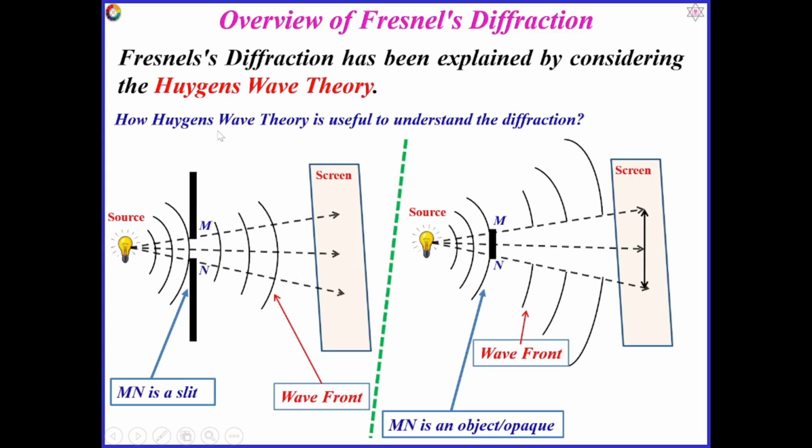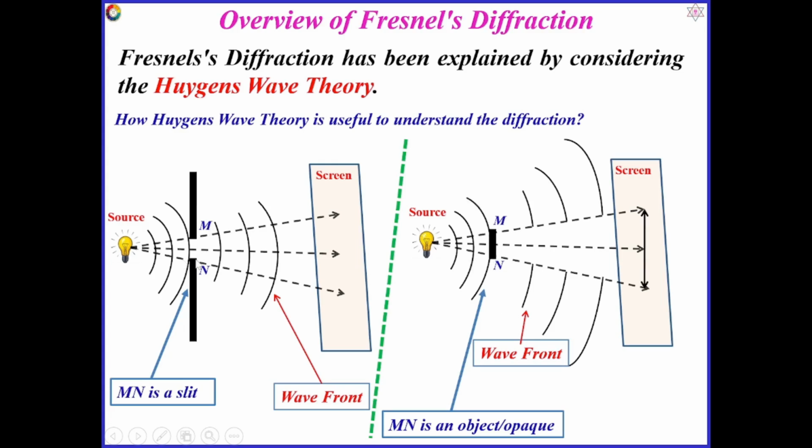So to understand how Huygens theory is useful to understand diffraction, we consider two situations. Here one is a slit and another one is an object or opaque. As we discussed in our previous slide, from the primary source wavefronts travel in all directions. We consider this direction. Here you can see the wavefront strikes this slit, and here the wavefront strikes this object.